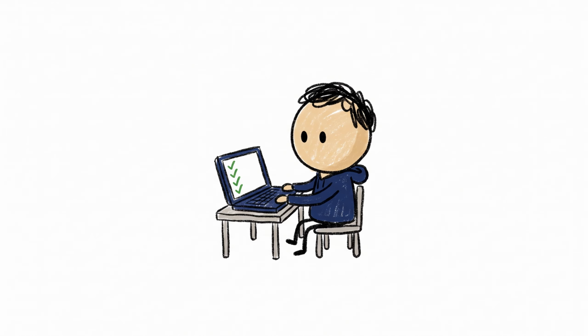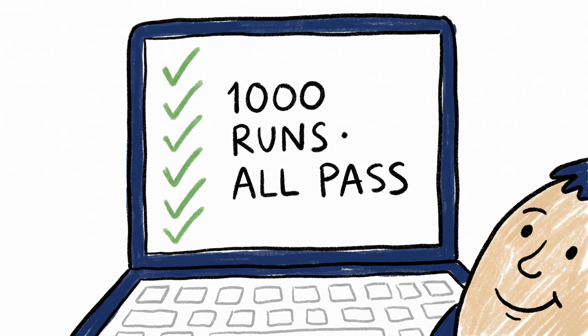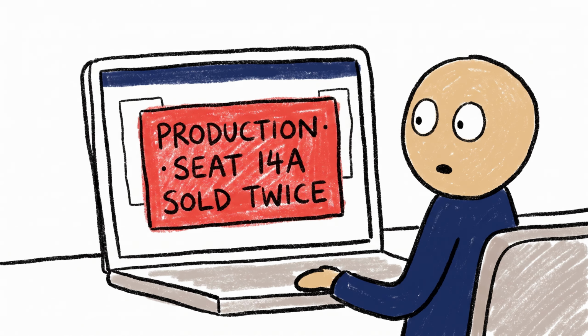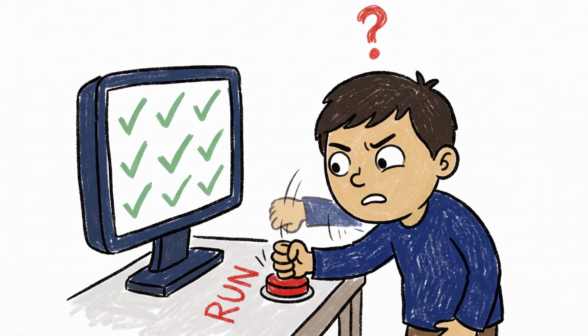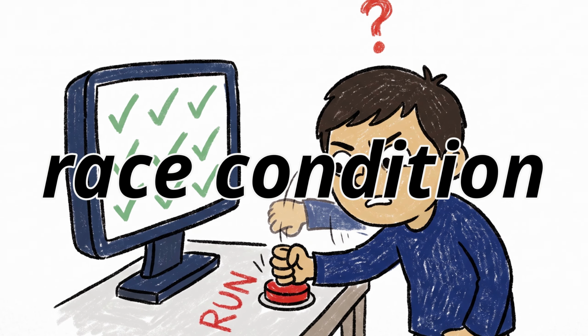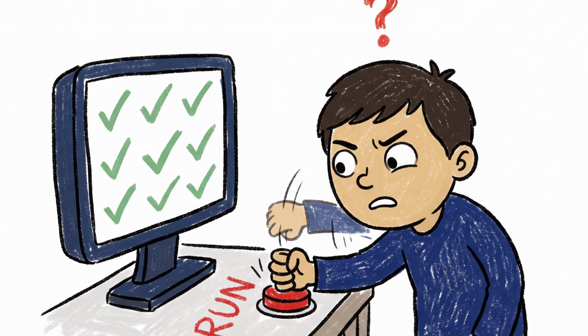There's a kind of bug that passes every test you write. It runs perfectly on your machine 1,000 times in a row. Then, in production, it breaks something. It double books a seat or charges a card twice. And when you sit down to find it, you can't make it happen again. This is a race condition, maybe the hardest kind of bug to catch.